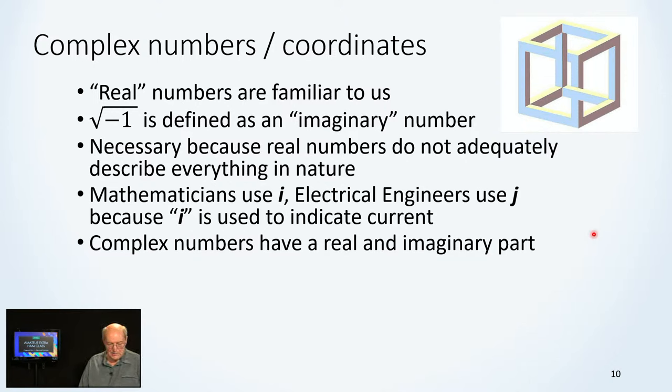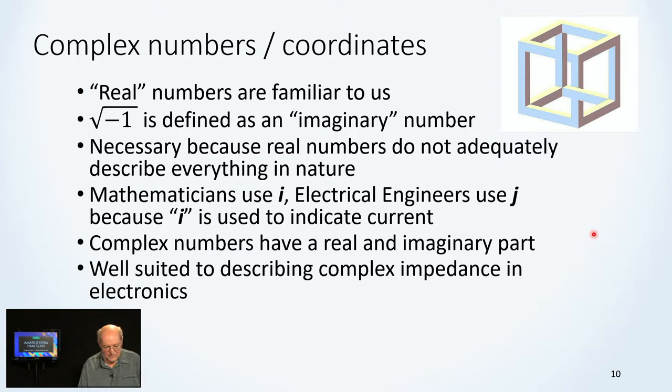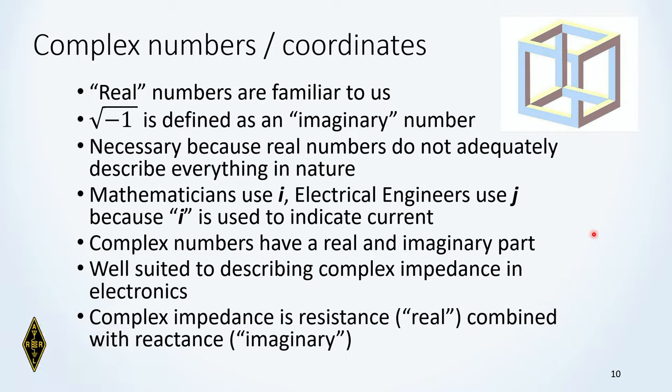There's a real and an imaginary part, just in terms of the complex number environment. And it's very well suited to describing complex impedance in electronics. We'll be working with that. And that concept is that the real part of the number is resistance. The imaginary part is reactance. So we have a real part and an imaginary part, resistance and reactance. This won't all connect yet, but we're planting some seeds.